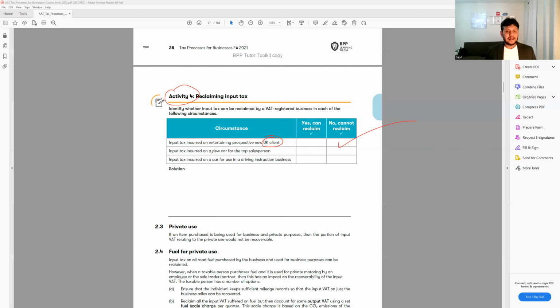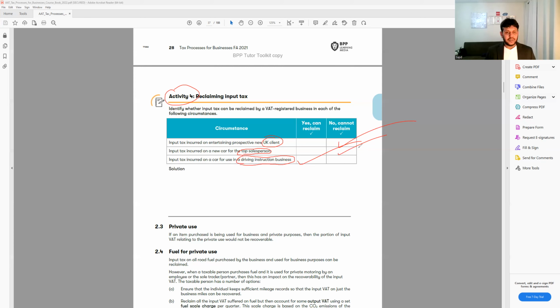Then, input tax incurred on a new car for a top salesperson. So for the salesman, I buy a car. Can I claim the VAT? Yes or no? The answer is no. We cannot. It doesn't matter whether he's a salesman or director, he cannot claim the VAT unless the business depends on that car. Input tax incurred on a car for use in a driving instruction business. Can we claim the input VAT? The answer is yes, we can, because the business depends on that car.